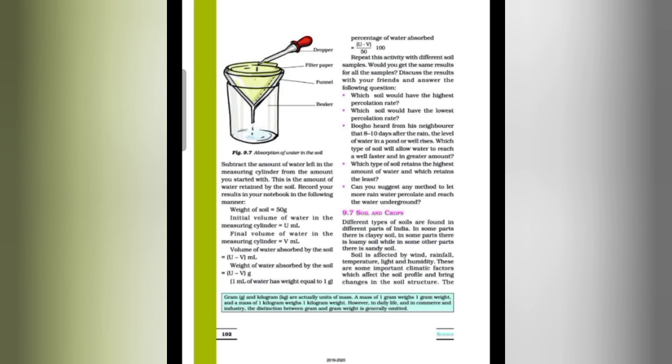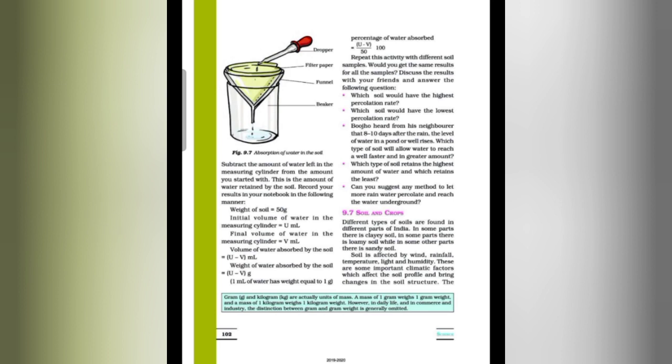Then collect the volume of water collected in each cylinder or beaker. You can observe that water starts dripping from each funnel and gets collected in the beaker or cylinder below. The maximum water collects in the measuring cylinder with the funnel containing sandy soil, and very little water collects in the measuring cylinder with the funnel containing clay soil. And the percentage of water absorbed by each type of soil can be calculated by this formula.